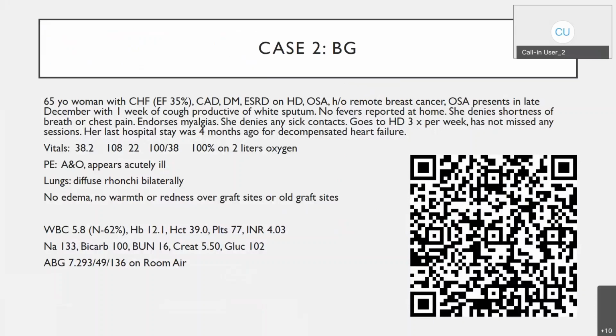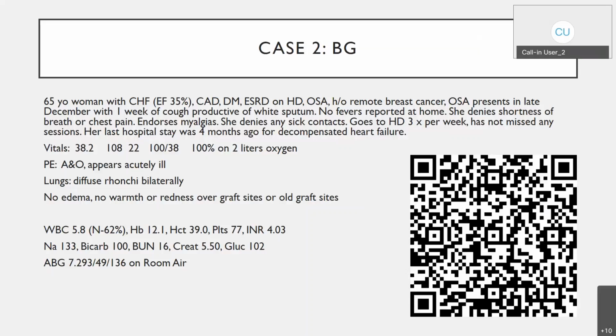This is a 65-year-old woman with CHF, coronary artery disease, diabetes, end-stage renal disease on dialysis, sleep apnea, and remote breast cancer. She presents in late December with 1 week of cough productive of white sputum, no fevers, no shortness of breath or chest pain. She has had some myalgias, no sick contacts. She goes to dialysis 3 times per week and hasn't missed any sessions. Her last hospital stay was 4 months ago for decompensated heart failure.